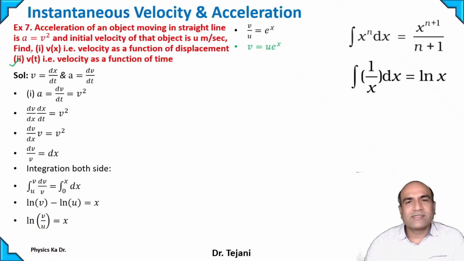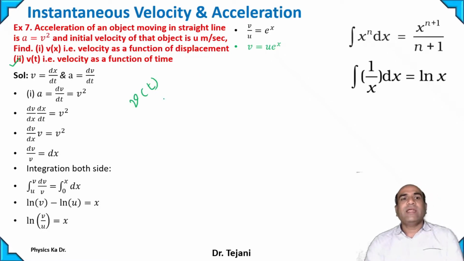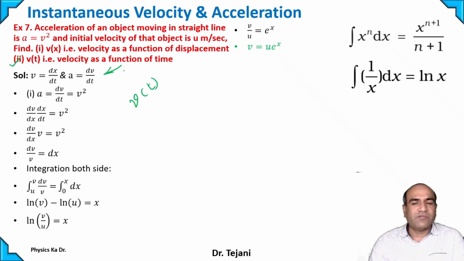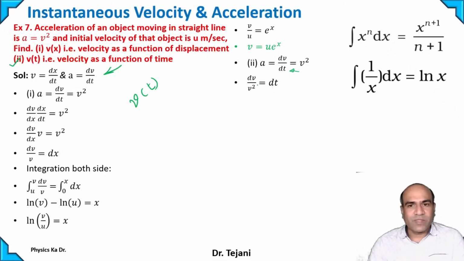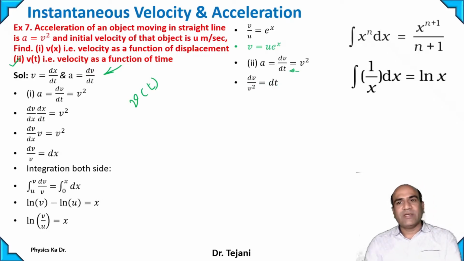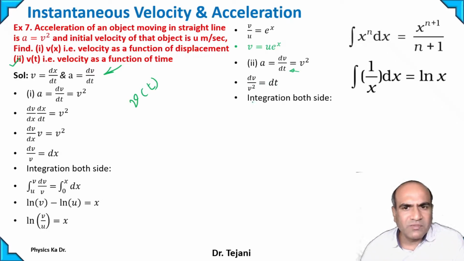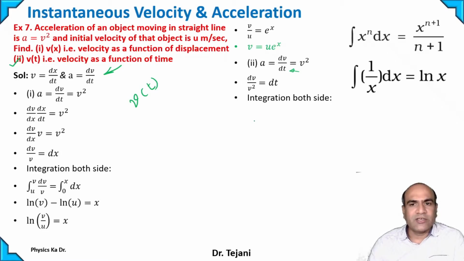Now the second part asks for v as a function of t. That means in this equation v should be in the function of t, and we know that a is equal to dv by dt. So here t is already available. Let's put it on both sides: dv by v square is equal to dt, and now we take integration on both sides.